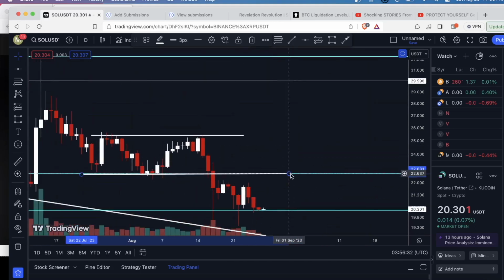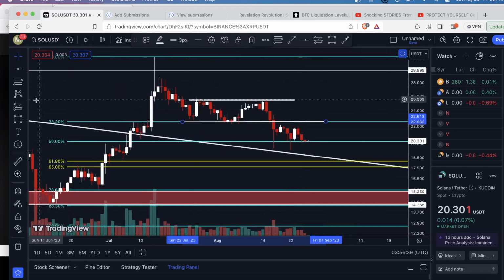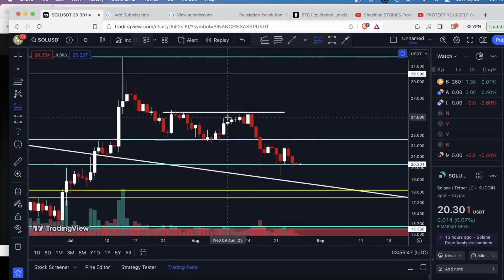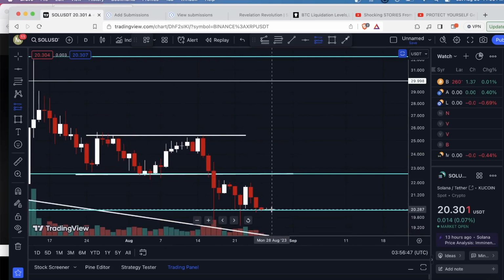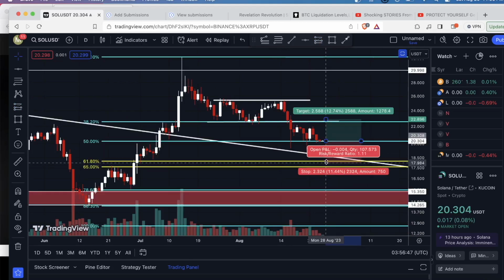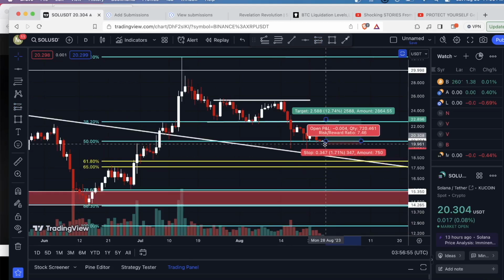So let's see what kind of risk reward this particular trade would get me if I took it, but I'm not actually going to take it. I just want to give you guys an example of how to look for trade opportunities. So this would allow me to have a very tight stop loss and a relatively conservative target to the upside.